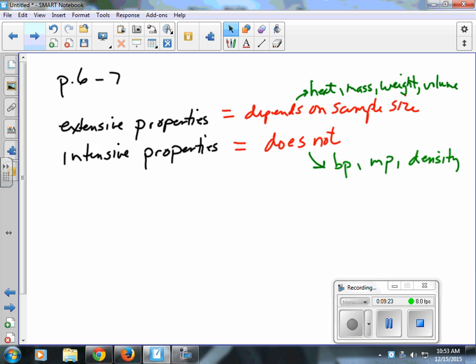Kendall? It depends on what? The sample size, the amount of your sample.